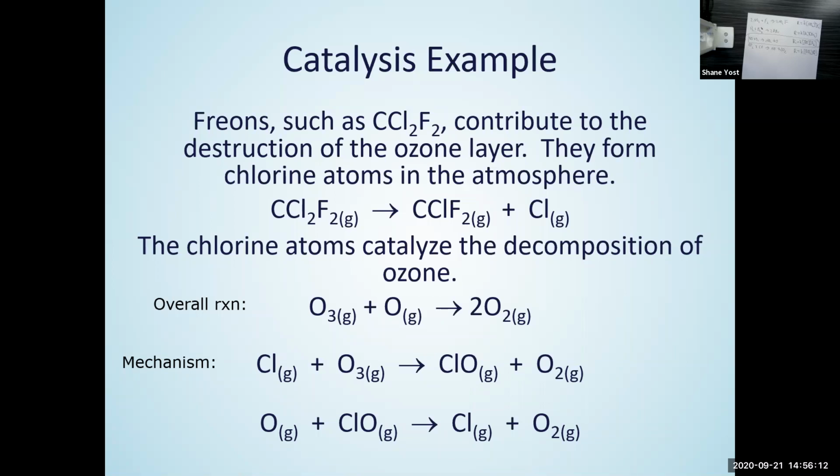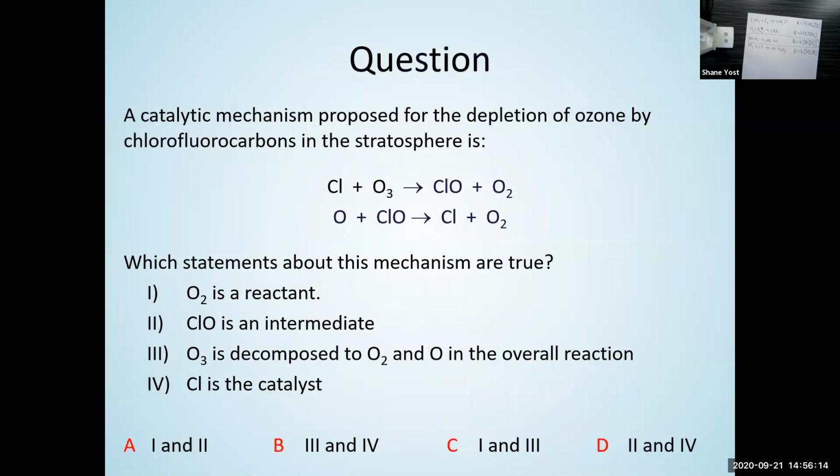Question? Oh, we just did that. Well, we can look at all these things. We just talked about some of these. Which of these statements are true? O2 is a reactant, ClO is an intermediate, O3 is decomposed to O2 and O in the overall reaction, Cl is a catalyst. We just talked about how Cl is a catalyst.